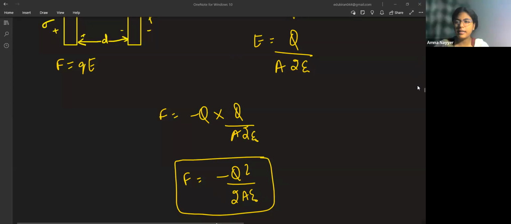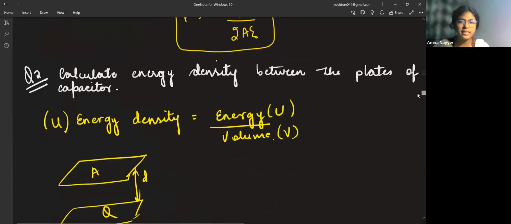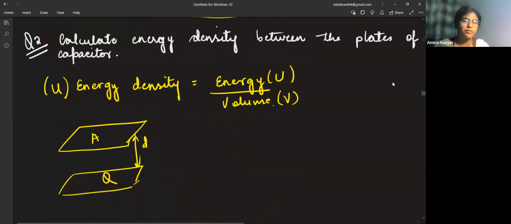One last thing I want to discuss, because in the next class, we'll directly start with sharing of capacitors. Energy density between the plates is also asked. So again, we are doing it in the form of question, but this can come in the form of derivation also. Whenever the term energy density is mentioned, we'll see it in current electricity as well.